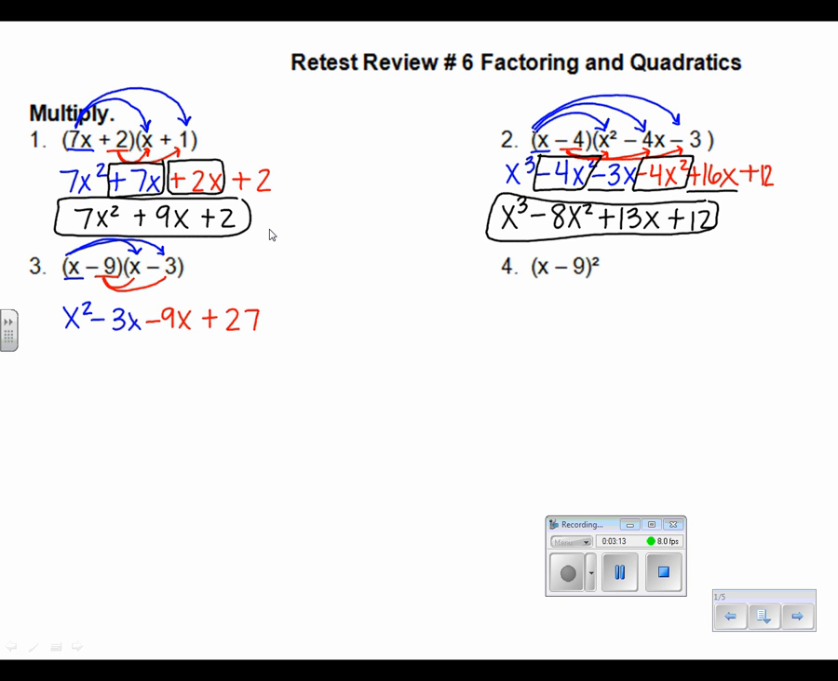And as always, the very last thing you do is combine like terms. I have a negative 3x and a negative 9x. That makes negative 12x. And my other terms, positive 27 and x squared, don't have any like terms, so I just rewrite them.